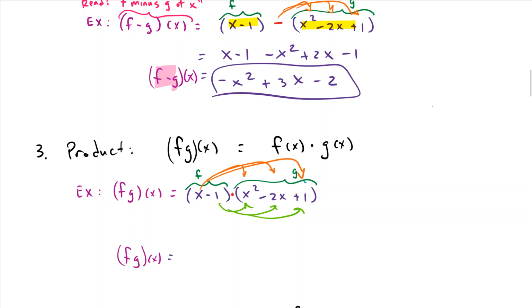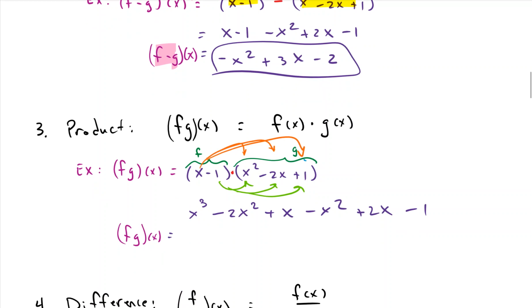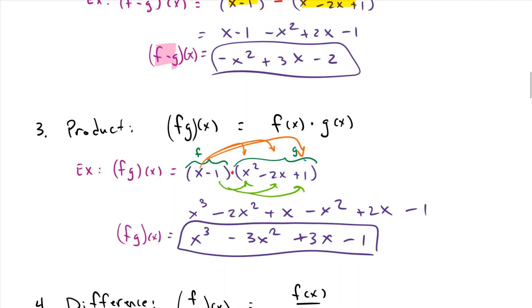If we multiply x by x squared, we get x cubed. X by -2x gives us -2x squared. X by 1 gives us just x. -1 now by x squared gives us -x squared. And then -1 by -2x gives us plus 2x. And then we have -1 at the end. And now if we're collecting all of our terms, we've got 1x cubed, we've got -3x squareds, we've got 3x's, and a -1. Awesome.